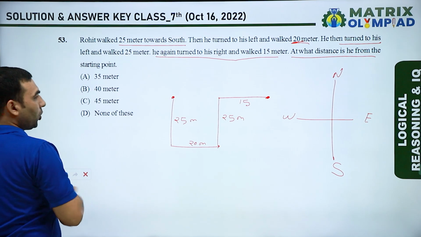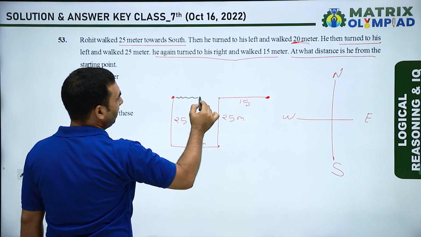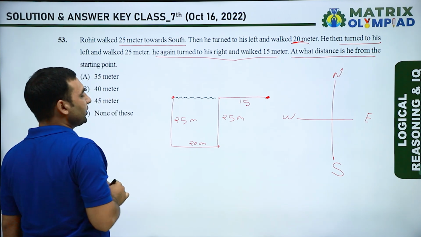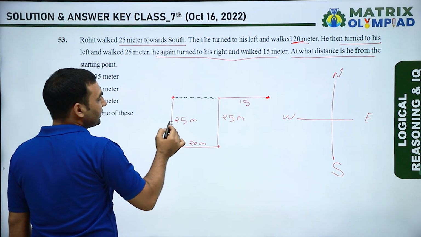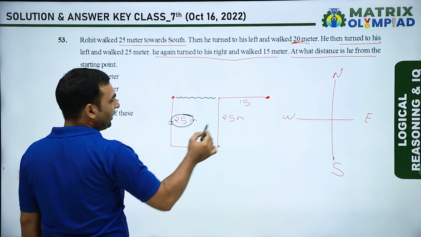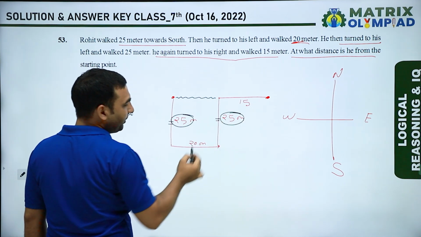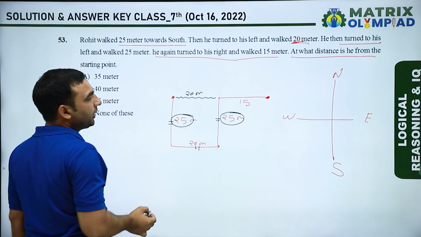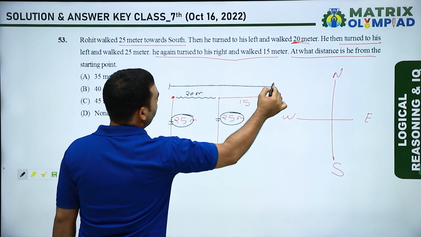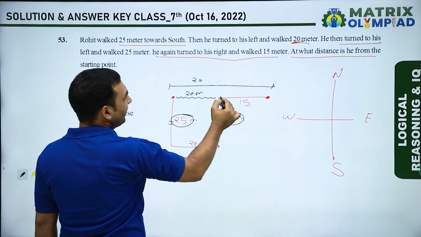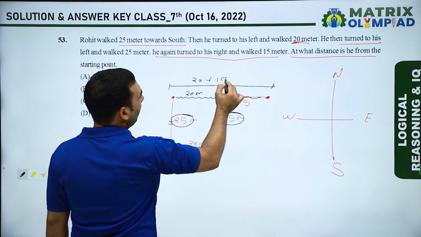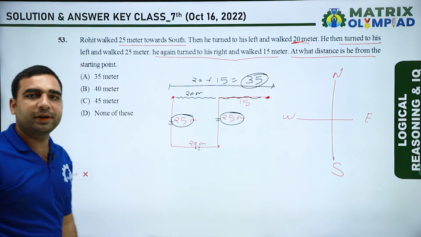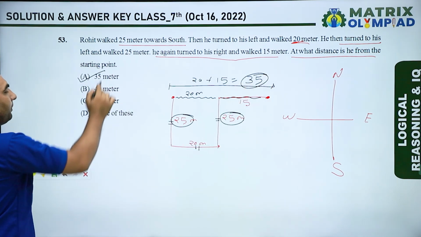If we find the total distance, we find it by direction. If this side is 25 meters, that is also 25 meters. If this is 20 meters, this is also 20 meters. If we find the total distance, this is 20 and that is 15. Our answer is 20 plus 15, 35 meters.